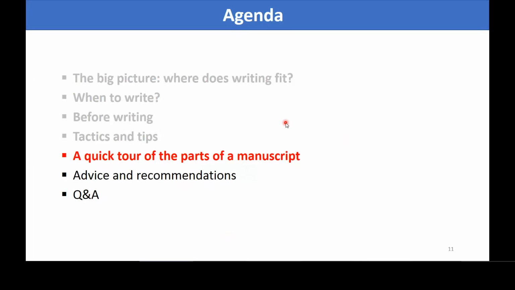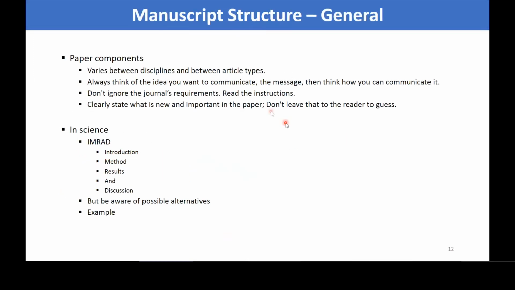A few ideas here. First of all, if we talk about the manuscript structure, just remember this first: the paper components vary between disciplines and between article types. So you cannot just refer to one or two papers or a few samples and stick to them. It doesn't work like that. Different disciplines have different components, different styles, different formats, sometimes even different types of articles within the same discipline.